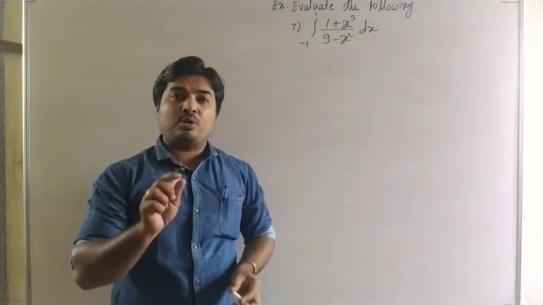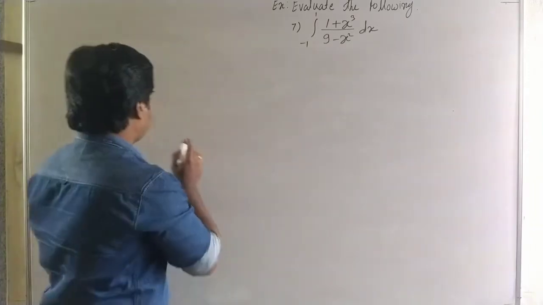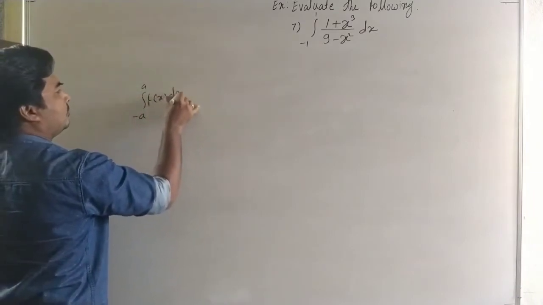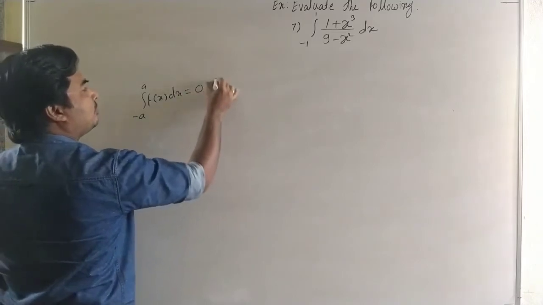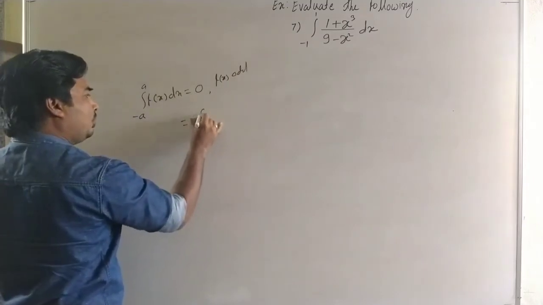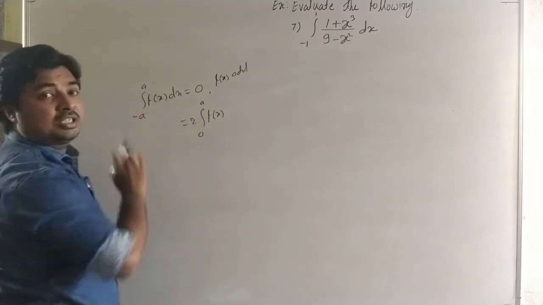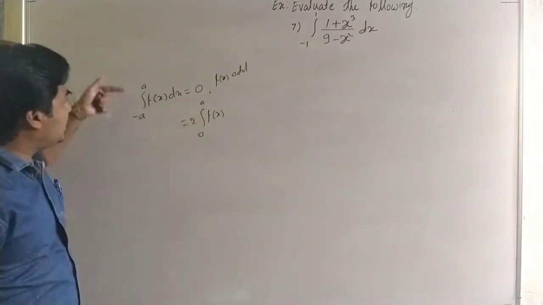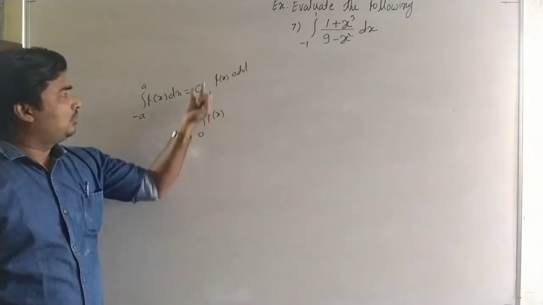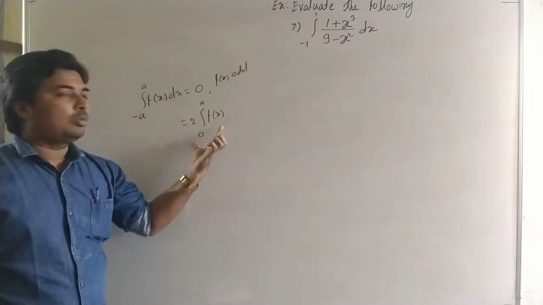That means here we use the property of the integral from minus a to a of f of x. It will be 0 if f of x is odd, and it will be 2 into the integral from 0 to a of f of x if f of x is even. That means when the limit is of the form minus a to a, first check whether the function is even or odd and then solve. If it is odd, then the integral is 0, and if it is even, then write the integral in this form and solve it.